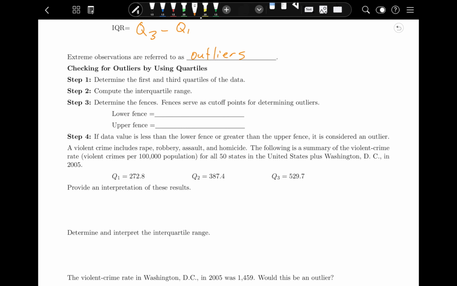Fences are just like fences on your house or around a property. If you are inside the fence, then you are not an outlier. You do not lie outside the fence. If you're outside of the fences, then you are an outlier. To find the fences, for the lower fence, you take Q1 minus 1.5 times the IQR. And for the upper fence, we take Q3 plus 1.5 times the IQR. If a data value is less than the lower fence or greater than the upper fence, then it is considered an outlier. So anything outside the fences is an outlier.